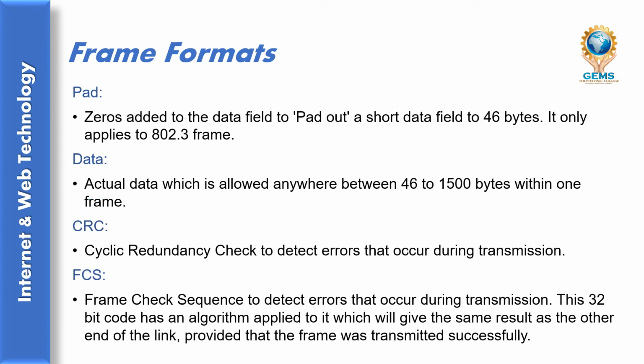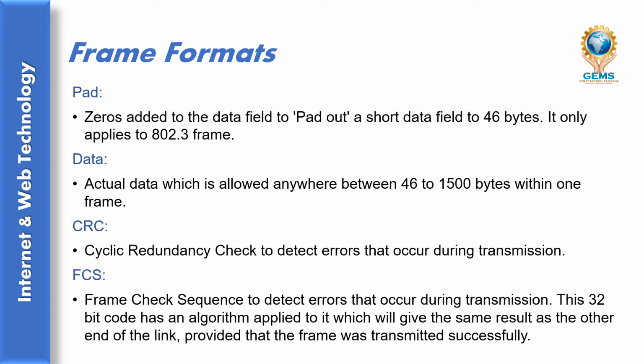Pad is zeros added to the data field to pad out a short data field to 46 bytes. It only applies to 802.3 frames. The next one is data. Data is nothing but the actual data, which is allowed anywhere between 46 to 1500 bytes within one frame.